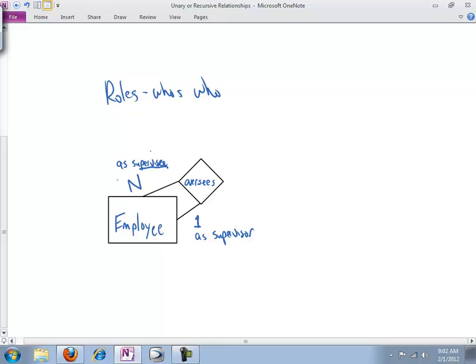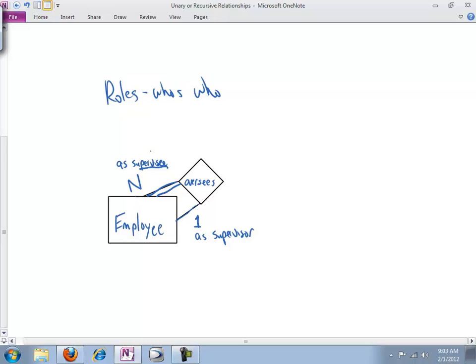And we could do participation as well. An employee acting as supervisee, is it optional for them to have a supervisor? It might be, but I'm going to argue that in most cases it isn't, and you have to have a supervisor. Although you could say, what about the president or the CEO, but they answer to the board. In any case, let's make it mandatory, so we'll double up this line. And does a supervisor have to have employees that he or she oversees? You could argue yes, but there are probably new supervisors who haven't been assigned any people to supervise yet, so we're going to leave this a single line for the participation.